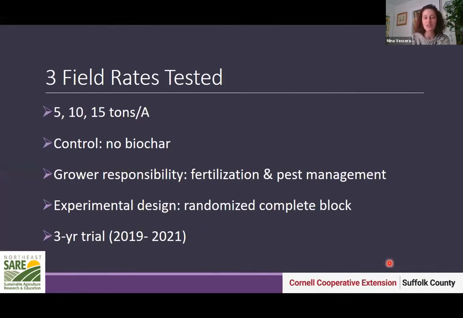A little bit about the trial. So we tested 3 field rates and we did it on an area basis. So 5, 10, 15 tons per acre, so not a volume basis. And we thought that would just be an easier application method, especially in terms of having growers adopt it if we did find benefits. And for the control, it was just no biochar. The grower was responsible for fertilization and pest management. And then, we were responsible simply for incorporating the biochar into our experimental plots. It was a completely randomized block design, and the trial started last year and it will end in 2021.